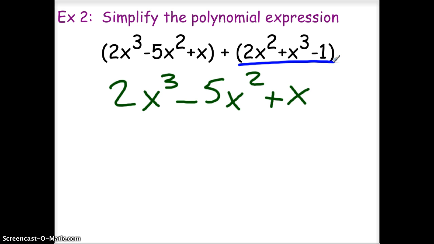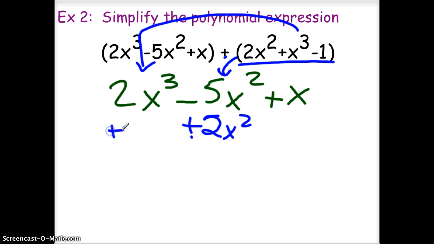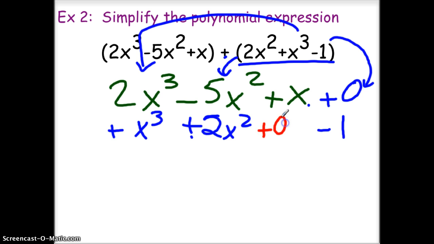So 2x squared is going to go with my 5x squared. Since it's positive, I'm going to make this positive. X cubed is going to go under my 2x cubed. And then minus 1, well, here I've got x. I don't have any constant terms, so I'm going to put in a plus 0, and I'm going to bring my minus 1 underneath that. Since I don't have any terms here underneath my x, I'm going to put plus 0x so I don't get confused.